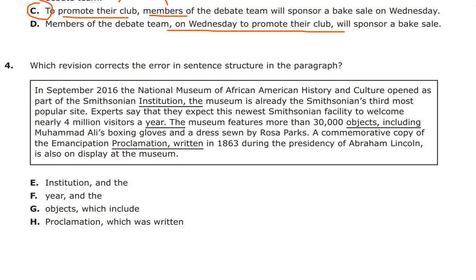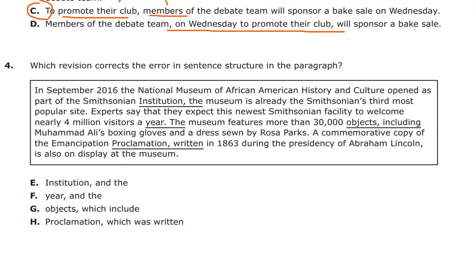Which revision corrects the error in sentence structure in the paragraph? Okay. If we look at the underlined portions, they all have commas, periods. This is probably checking run-on sentences. We want to think about independent and dependent clause structures.